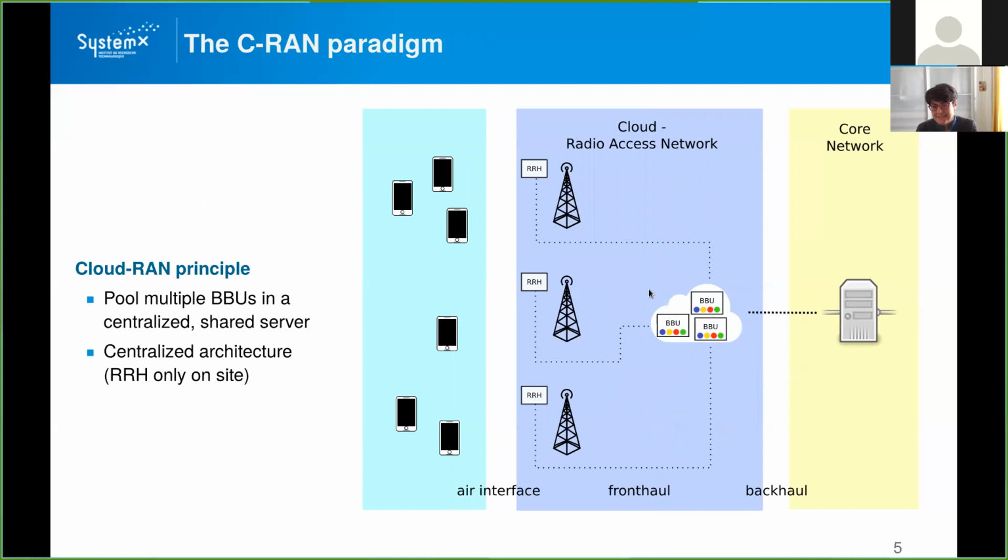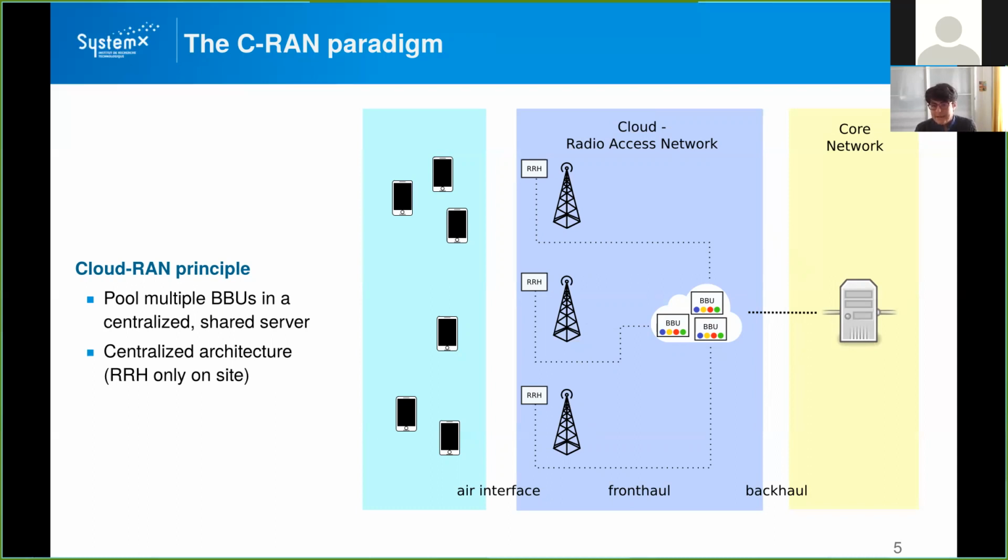The idea is to have this data center, called a BBU pool, that serves many radio heads which are distributed in space, and which communicate through this link with the BBU pool. This link is called the fronthaul, and the distance between the base station, the radio head, and the BBU pool is now several kilometers. It is a big distance.